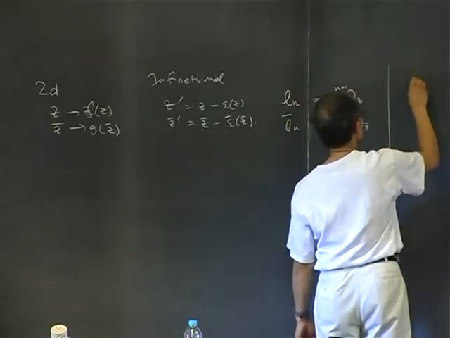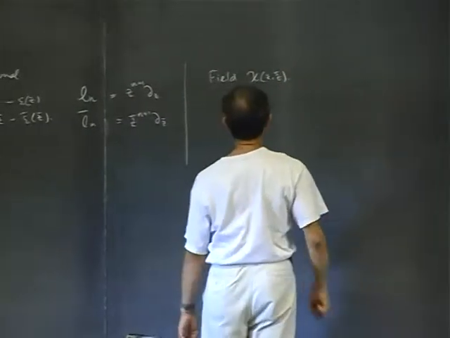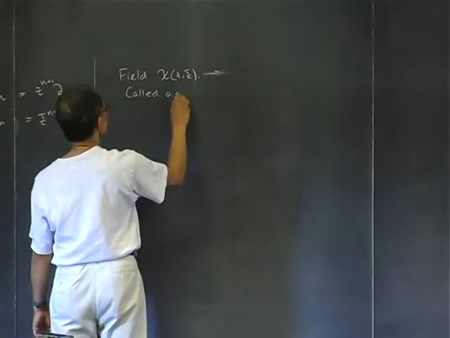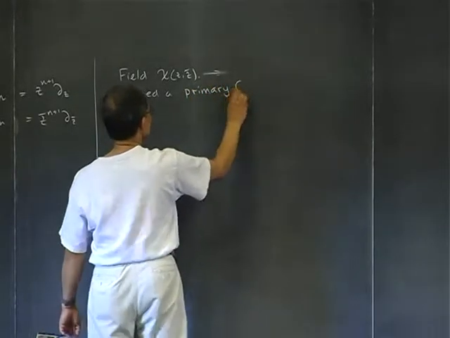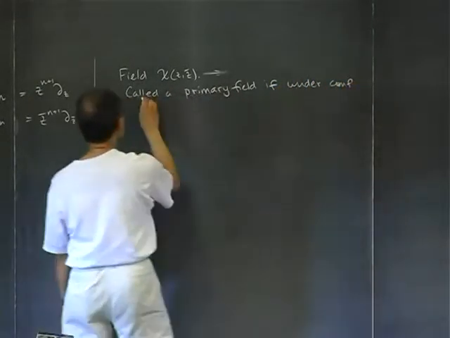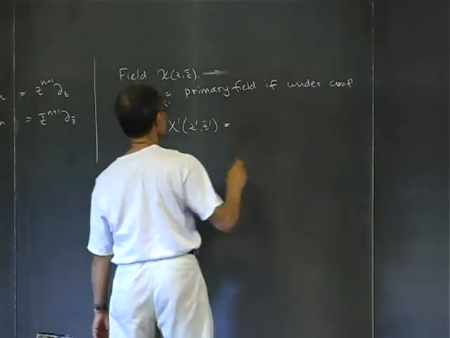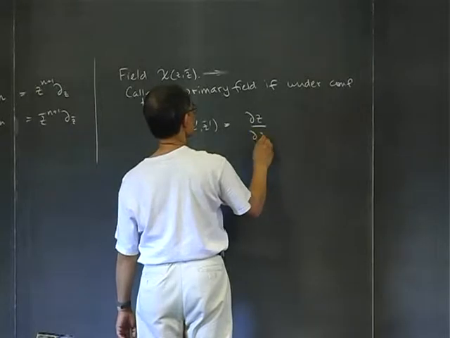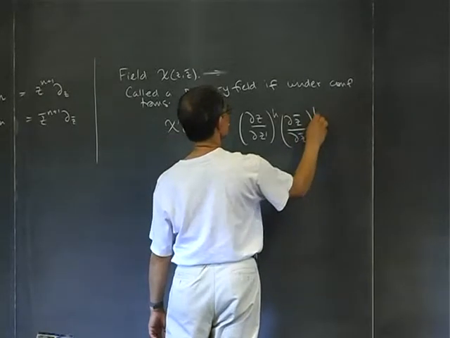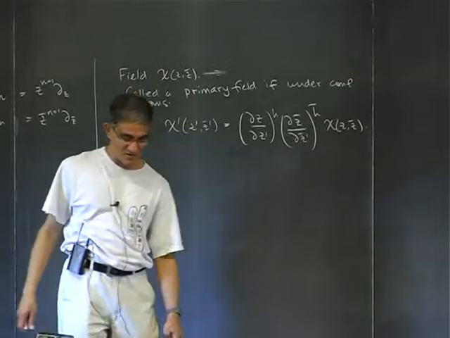Suppose I have a field, I will call it chi, of z and z bar. This field is called a primary field if, under conformal transformations, I get a new field... Okay. So, let me explain what this thing means.